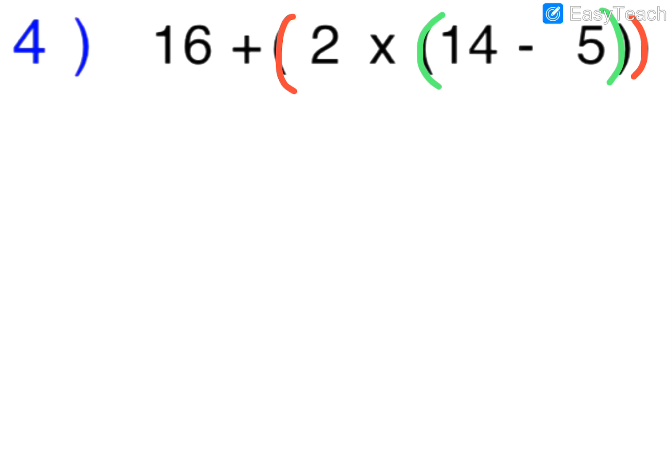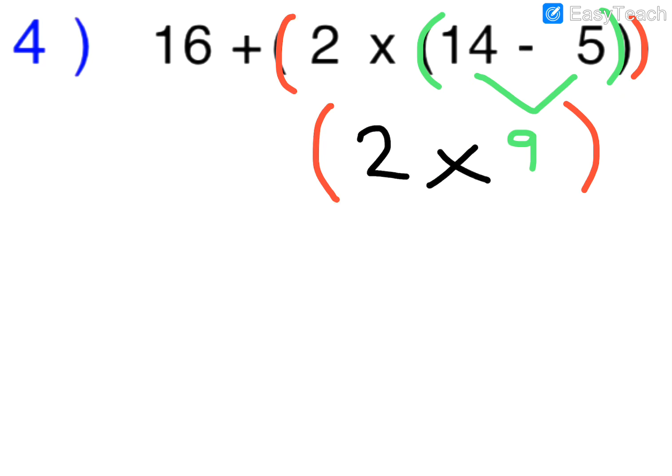And you want to start on the inside. So 14 minus 5 would be correct. The answer would be 9. And so you want to bring down your parentheses and then fill in the numbers around it. You want to bring down your 2 times and your plus and your 16. We have a set of parentheses, and then we have 16 plus on the outside.